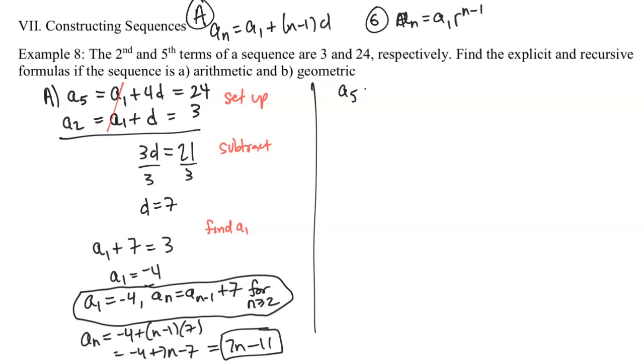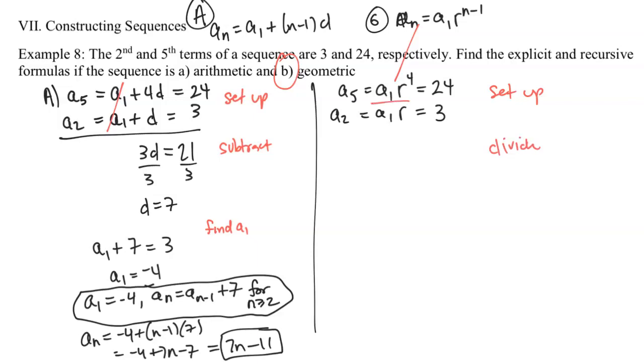And so I'm going to have here a sub 5 is equal to a sub 1 times r to the n minus 1, which is going to be 4, and that's going to equal 24. And then a sub 2 is going to equal a sub 1 r to the n minus 1, which is just going to be to the first power, and that's going to equal 3. And so once again, the first step, just like it was in the first part of this example, is I'm going to set up two equations. But notice I did it differently. I used the geometric formulas here because I'm being led to believe that in part B of this problem the sequence is geometric. Now, instead of subtracting like we did before, we are going to divide the two equations.